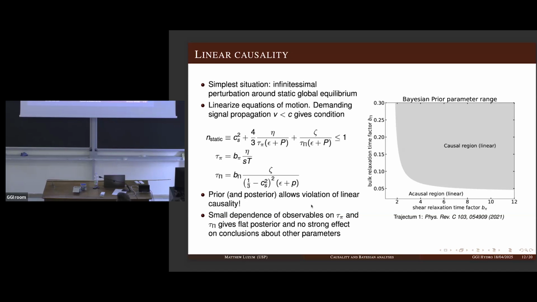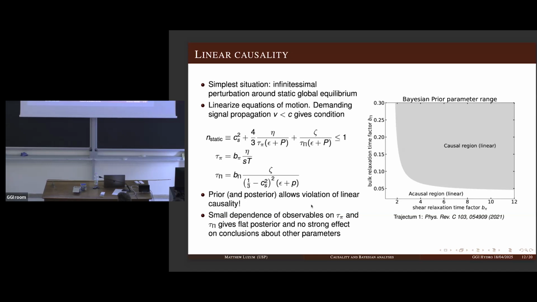Here's an example of one of these Bayesian analyses, not the one that I'm going to be using, but they've varied both the shear and bulk relaxation times. This full rectangle is their full prior, so it's uniform within this prior. But you can see that some part of their prior doesn't satisfy even this, which is kind of the minimal that you expect, I think.